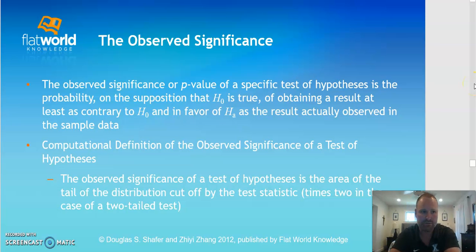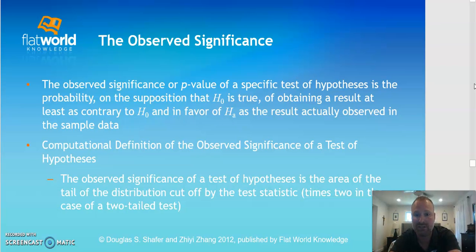Okay, so just to continue from our conversation about the standardized test statistic for large sample hypothesis tests concerning a single population mean, one thing that we need to move towards now is the whole concept and idea of observed significance. So the observed significance, or p-value, of a specific test of hypotheses is the probability, on the supposition that the null hypothesis is true, of obtaining a result at least as contrary to the null hypothesis and in favor of the alternative hypothesis as a result actually observed in the sample data.